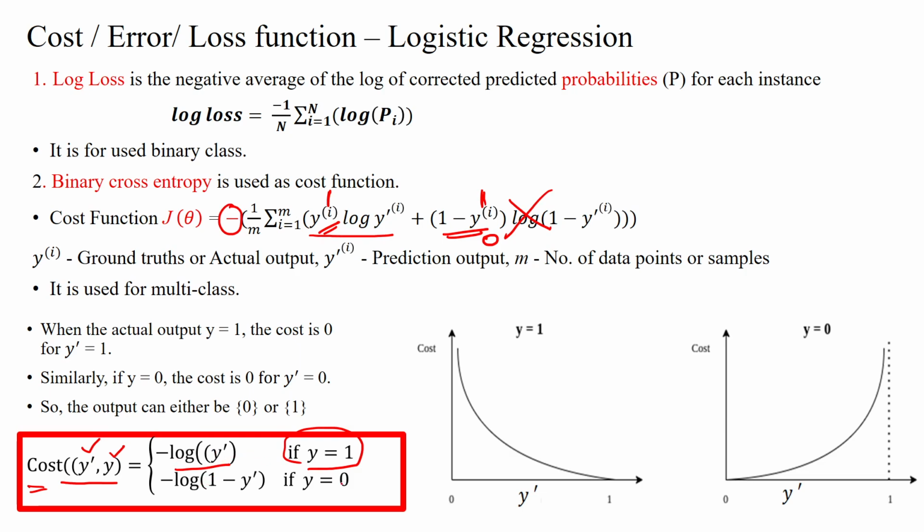Like that, if our y is 0, this first term will become 0. Since y equal to 0 means this term becomes 0, and 0 multiplied with anything is 0, you will get only the other term.